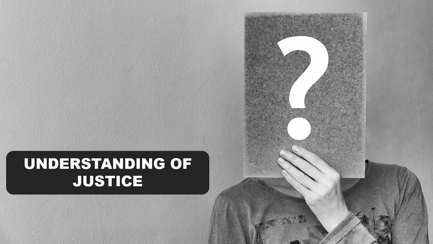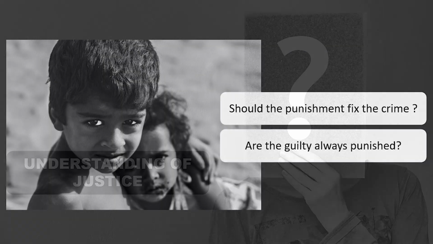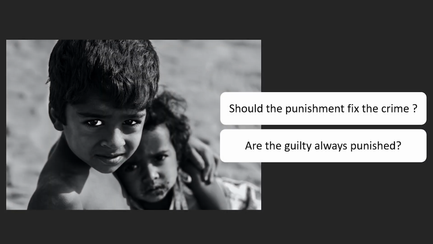Coming to the last aspect, that is, understanding of justice, there also are some questions such as, should the punishment fit the crime? Or we can state it as, whether the guilty person got the correct punishment. And the next one, are the guilty always punished or are they set free? So these are the questions that come to the mind of anybody who goes through these three aspects.